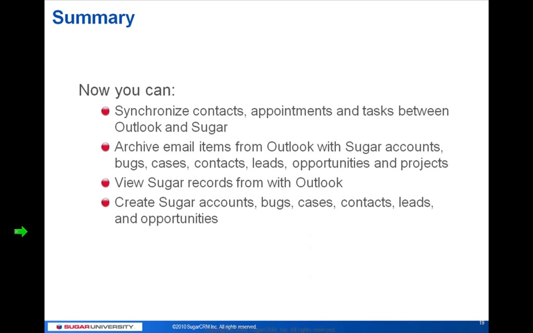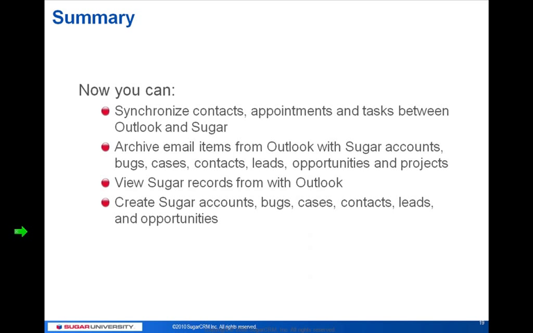Okay, so within this session, we have talked about synchronizing contacts, appointments, tasks between Outlook and Sugar, and also archiving email items from Outlook with Sugar accounts, bugs, cases, contacts, leads, opportunities, and projects. Also viewing our Sugar records from within Outlook, and then also creating Sugar accounts, bugs, cases, contacts, leads, and opportunities from maybe a record that I haven't received yet.